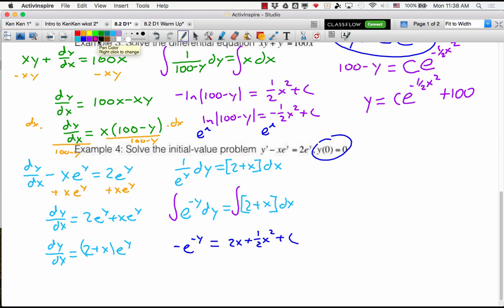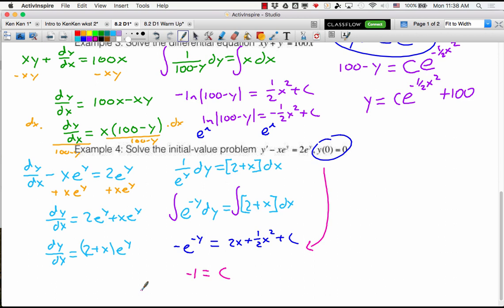And we'll use P for plug in. So I'm going to plug in these values. X is going to be 0, and y is going to be 0. So we get negative 1 equals 0 plus 0 plus C. So that's why it would be a good place to plug in. Notice if I didn't plug in, I would have to take the natural log of both sides, and that could make things complicated.